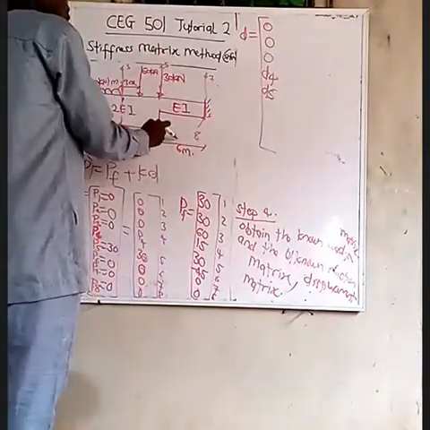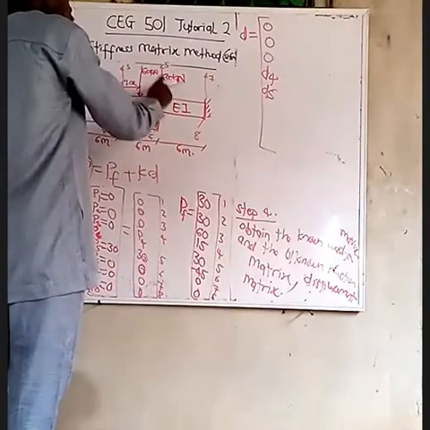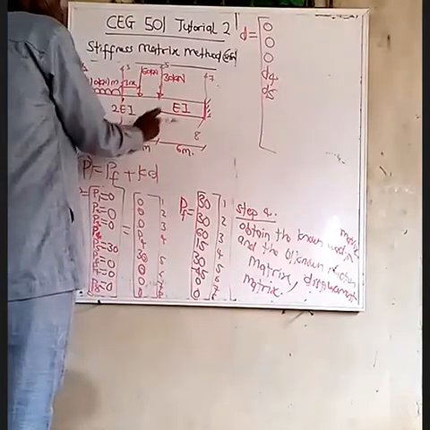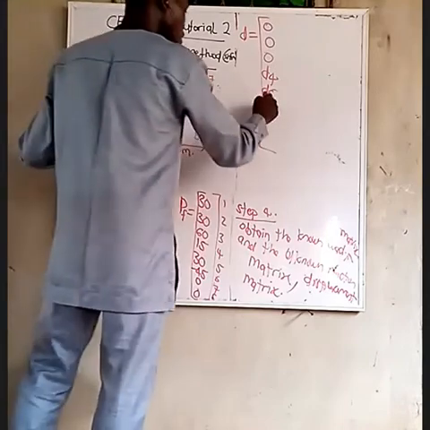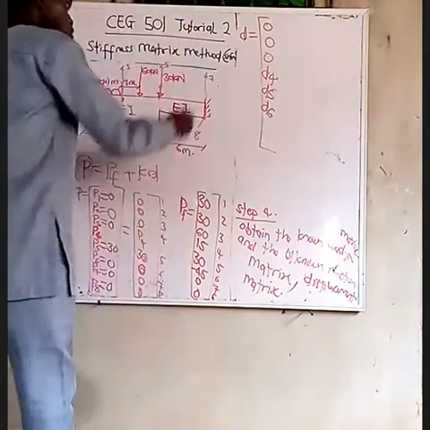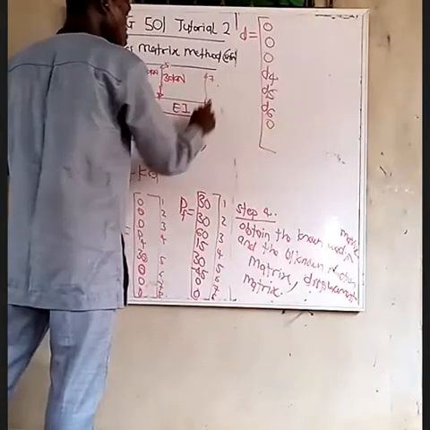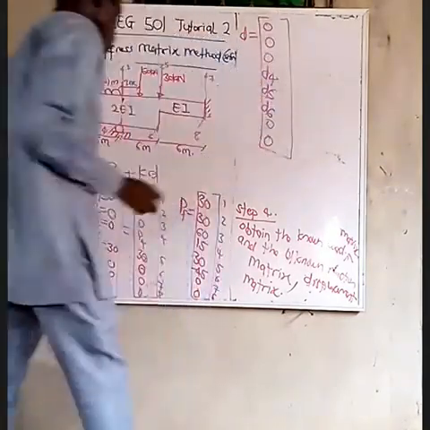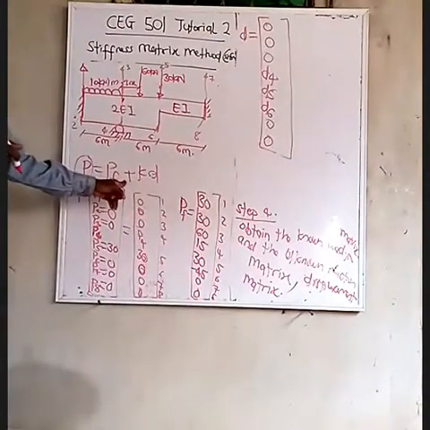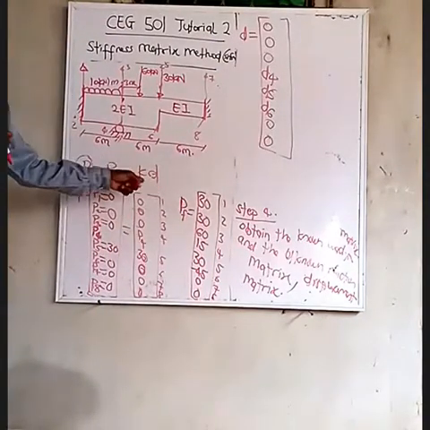Then D5, there is no restraint at all. This point is not fixed. So D5 will be one of our unknowns. This is also, there is no restraint, there is no support, there is no fix. So we are going to have this D6 also. Then D7, that one is going to be 0. D8 is also going to be 0. So we have gotten all these ones.